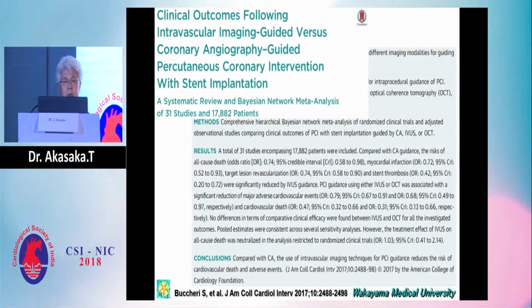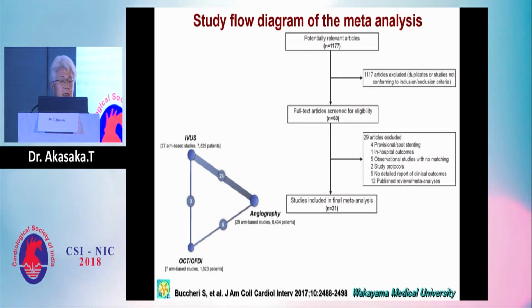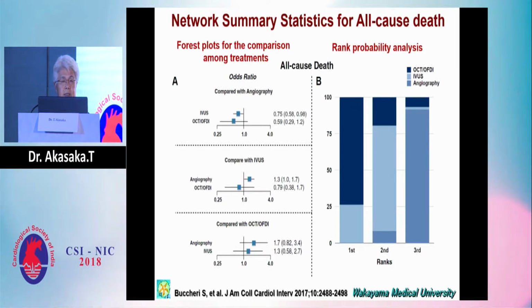And this is the comparison of imaging guide versus angio guide in a meta-analysis. The imaging guide reduces the risk of cardiac death and many adverse effects. They finally compared 31 studies of IVUS guide, angio guide and OCT guide, as shown in this slide. And this is the network summary statistics for all-cause death. Compared with angio guide in the top left-hand side, IVUS and OCT are superior to angio.